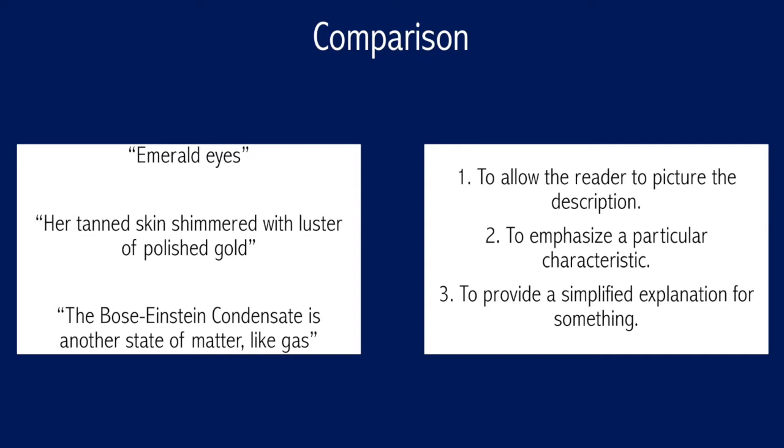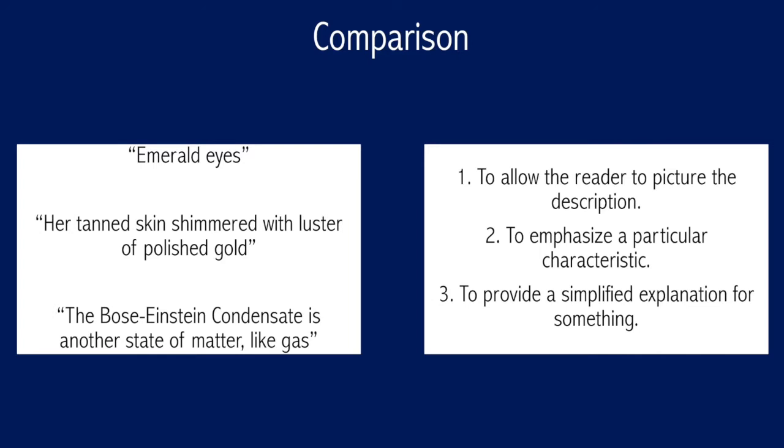We may also use comparisons. Now, sometimes this is to allow the reader to picture something. So, emerald eyes helps us picture green, probably shining eyes. It might be to add extra emphasis to a particular characteristic. So, I might say her tan skin shimmered with the luster of polished gold. So, I'm emphasizing the shine or the luster of a tan skin.